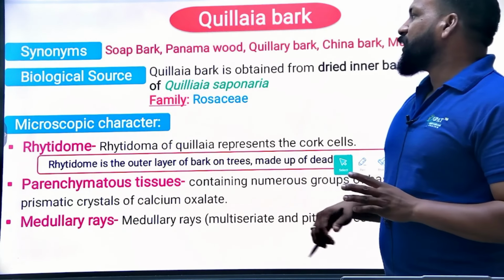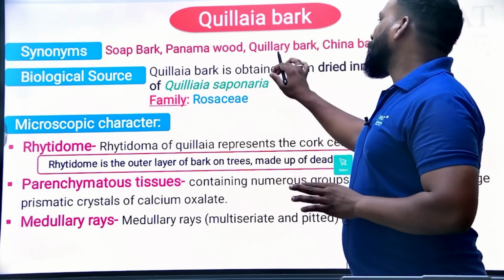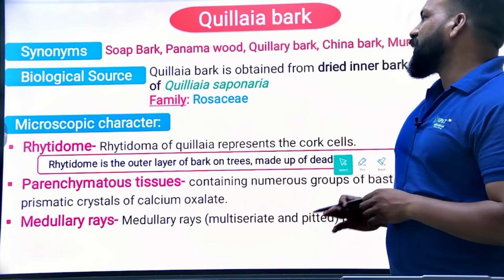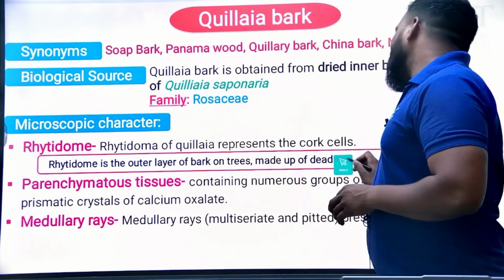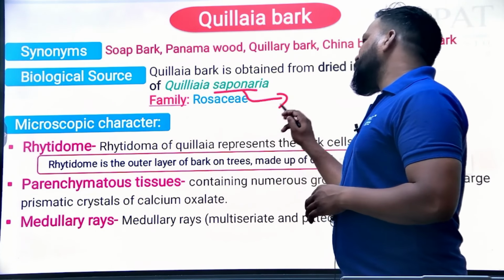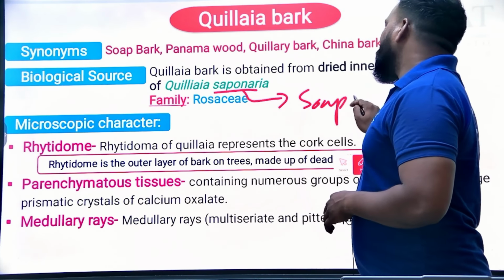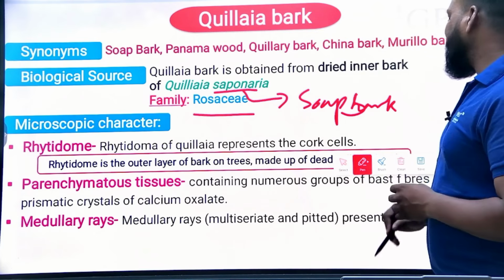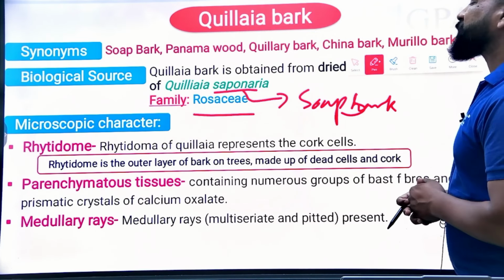So soap bark, Panama bark, Quillary bark, China bark, or Murillo bark are synonyms for the Quillaia bark. It is obtained from the Quillaja saponaria. It contains saponins, that's the reason it is known as soap bark. Clear? Soap bark, Rosaceae family. It contains a rhytidome, a special feature.